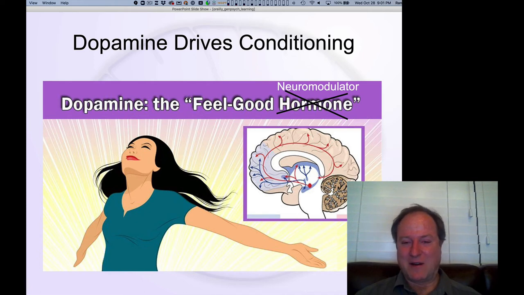This is just a little diagram here. It's released in your midbrain, ventral tegmental area. It goes up to all different parts of the brain, including the basal ganglia, most especially. And then it also does influence up there in cortex.